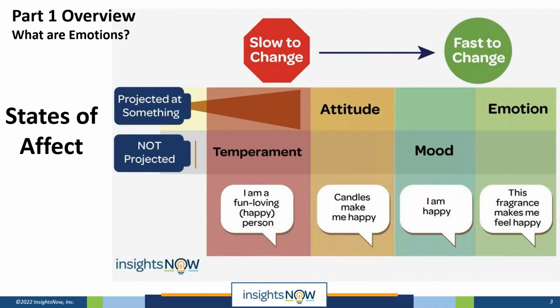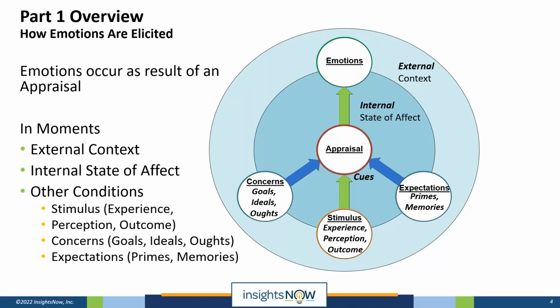The other thing to keep in mind that we talked about last week was how emotions are elicited. When we look at emotions, they occur as a result of you appraising something. Those appraisals happen in context, in a moment, with all the things that are happening and priming you as you go through. So your concerns, your goals, your attitudes, your ideals are coming into that appraisal process. Your expectations, anything you've been primed with, anything in your memory bank, all come in as part of that appraisal process.